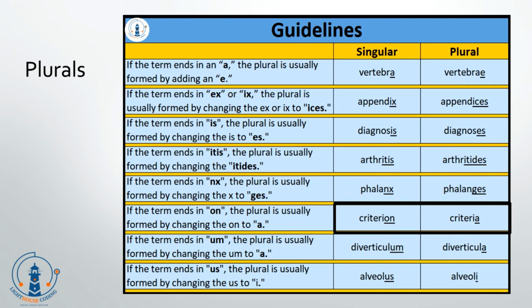If the term ends in an ON, as in the word criterion, we are to change the ON to an A. Criterion becomes criteria. If the term ends in UM, the plural is formed by changing the UM to an A. Diverticulum becomes diverticula. Alveolus ends in US. When a term ends in US, we form the plural by changing US to I. Alveolus becomes alveoli when there are more than one.